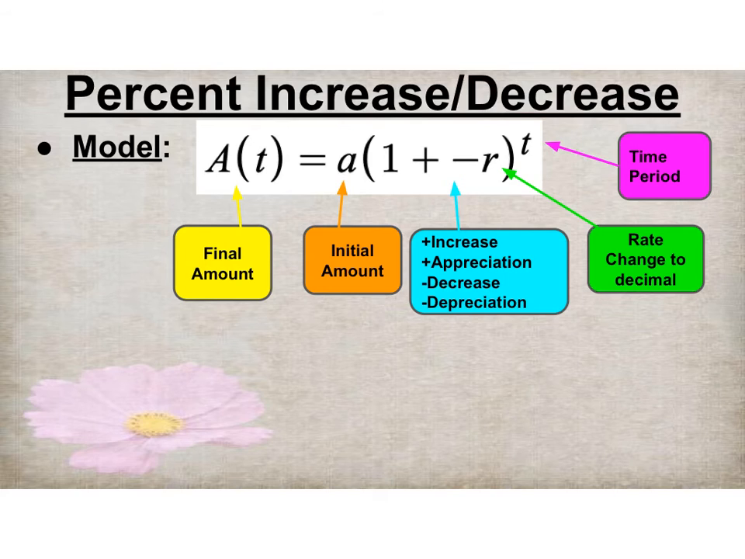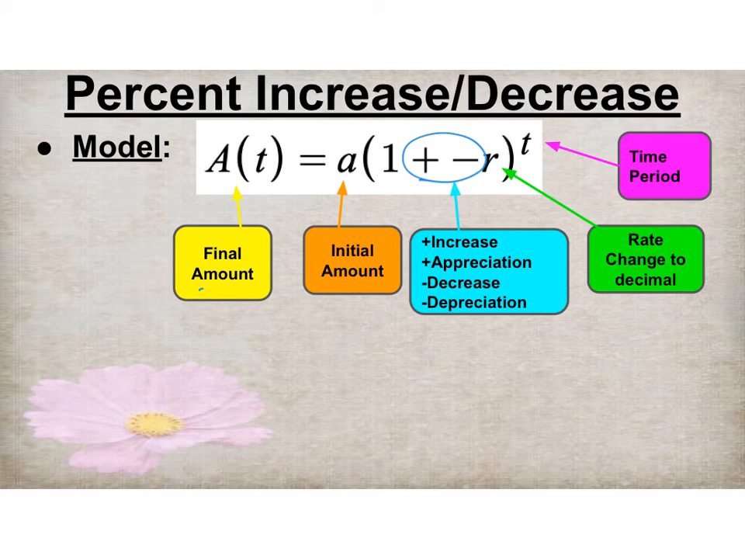Let's look at an application. We can do percent increase and decrease types of problems. So we have this model, A(t) = a(1 ± r)^t. It is not like the quadratic formula. You do not keep both the plus and minus. You have to decide what to use.